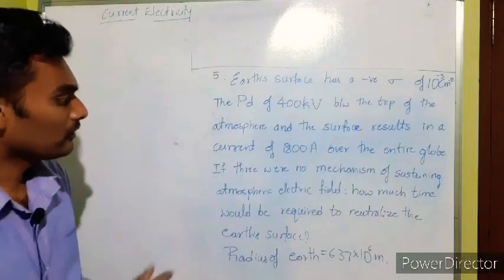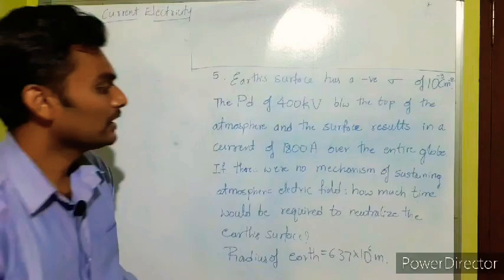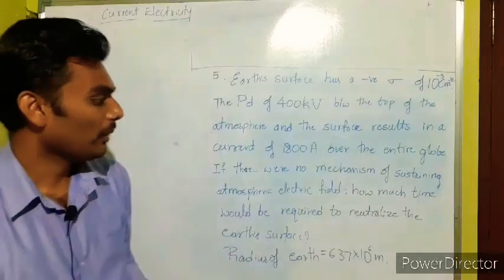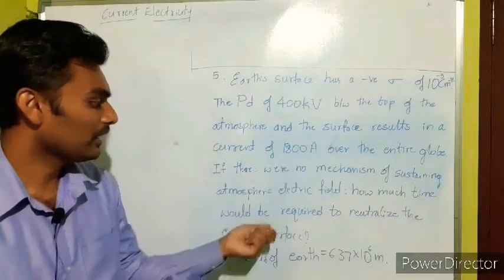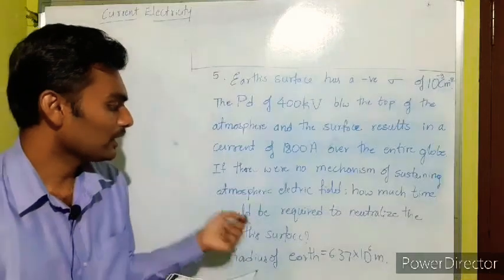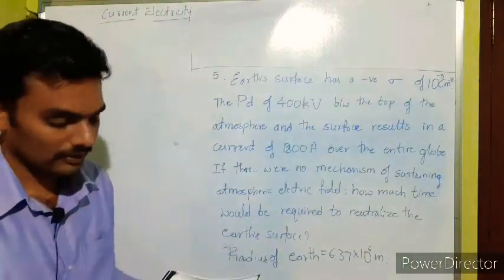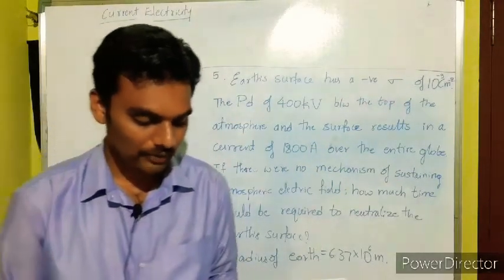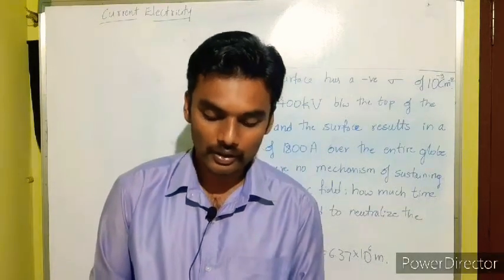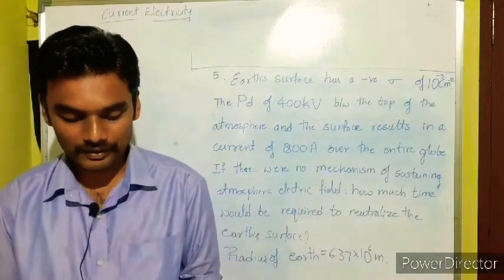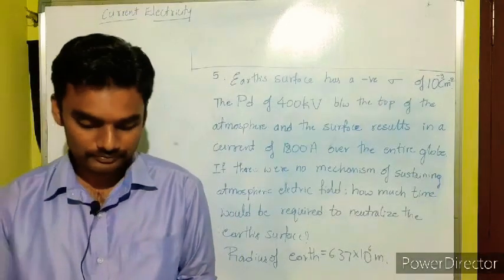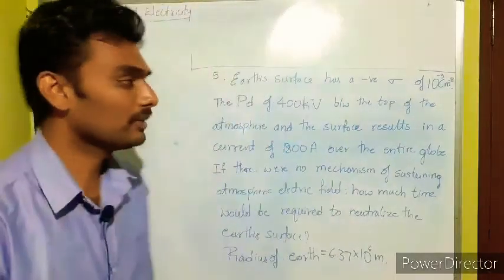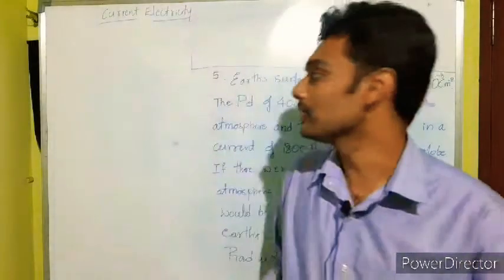If there was no mechanism to sustain this atmospheric field, how much time would be required to neutralize the Earth's surface? Radius of the Earth is given. This neutralizing never happens in practice because there is a mechanism to replenish electric charges, namely continual thunderstorms and lightning in different parts of the globe. So first let's understand what the scenario is.